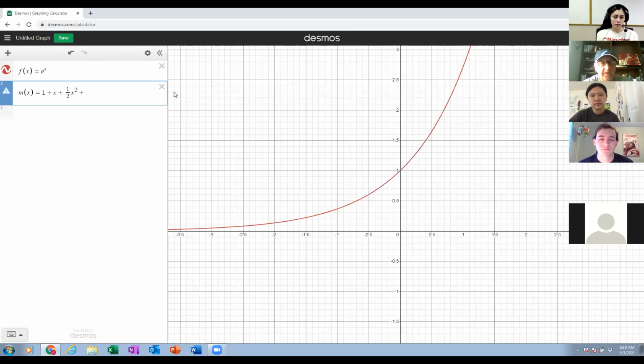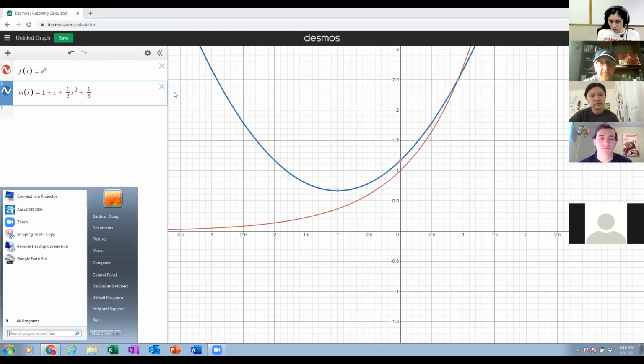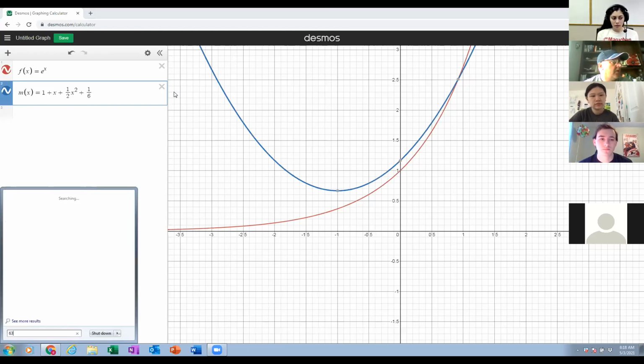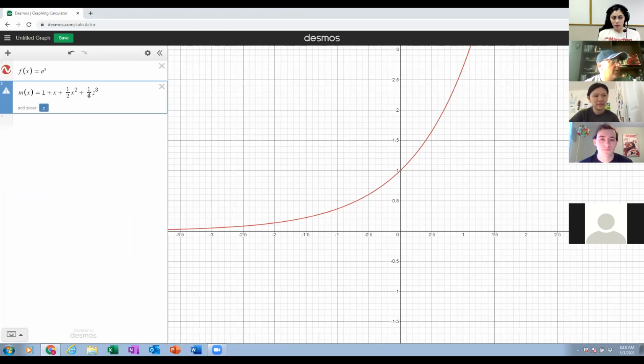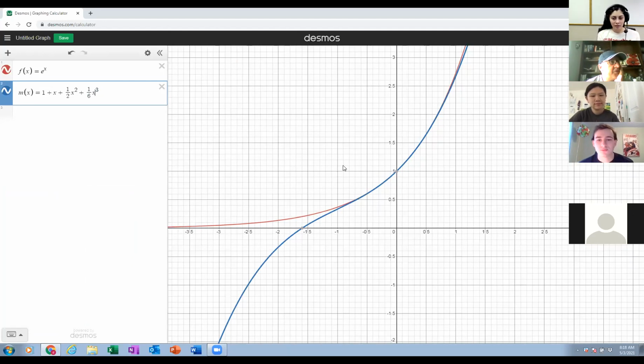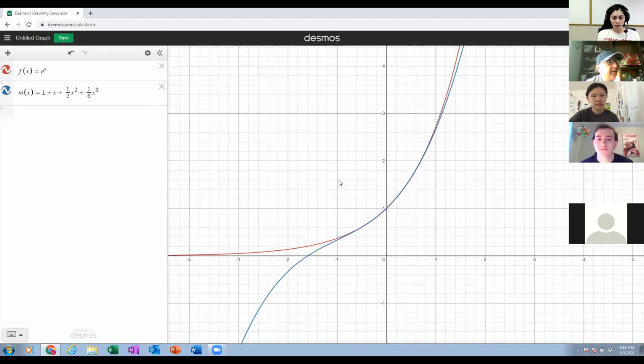And if I go on and add yet more terms, 1 divided by 6 times x raised to the 3rd. Once again, getting a little too excited. I'll get a z in there, man. What's the matter with you? Notice, you know what cubic equations look like. Doesn't it look like a cubic equation? And so it followed it a little bit longer.